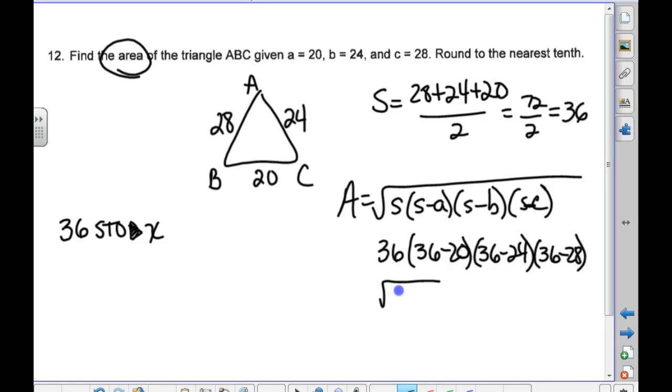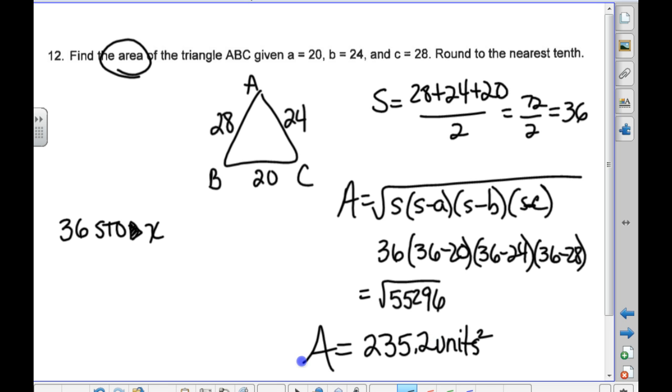All right, I double checked and did it twice. I got 55296. So if I square root that, and some of you probably put the square root in right away, it doesn't matter. I have 235.2, and again, there was no units, but it would be square units because it's area. There may be units on the quiz tomorrow, I'm not sure.